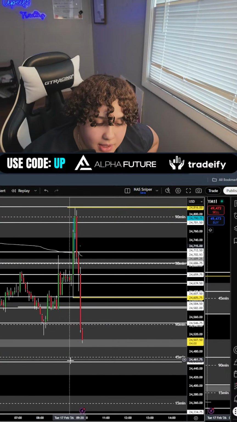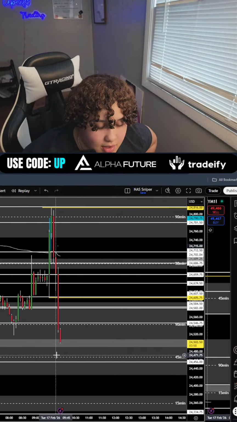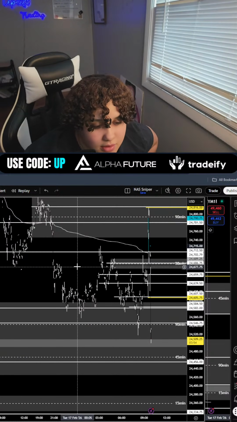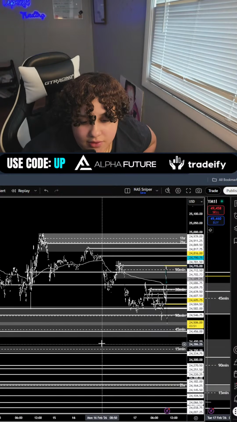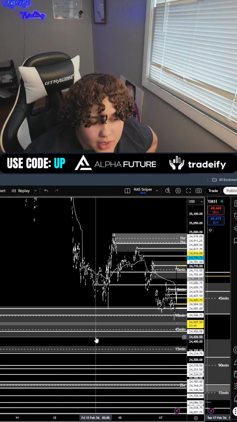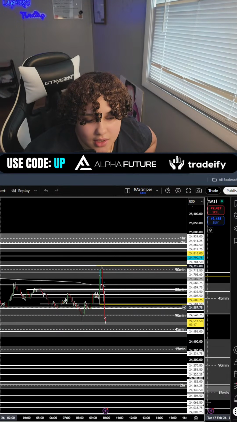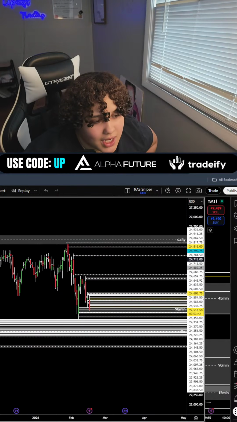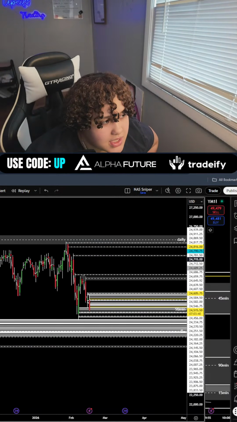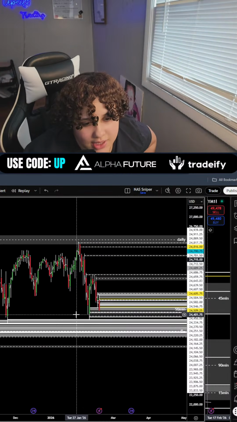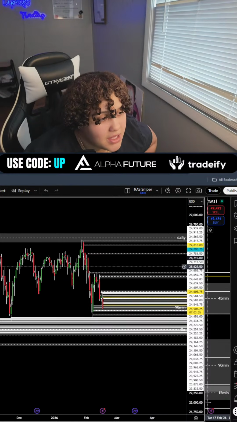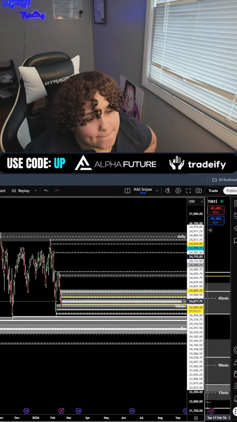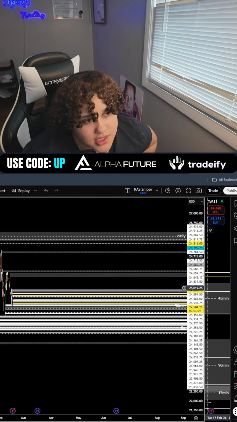Now it's just tapping a 45-minute demand zone. So we'll see if it bounces off of here, if it continues down. I think it'd be really good for the market to have a very bearish day today. For me at least, just because I kind of want to get out of this huge range that we've been in. I think if we get out of this range, maybe we'll see better direction on the bigger time frame.